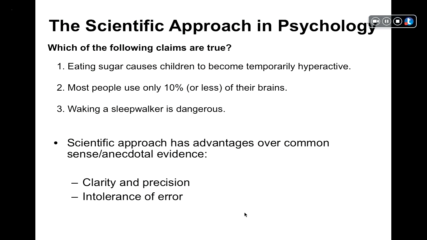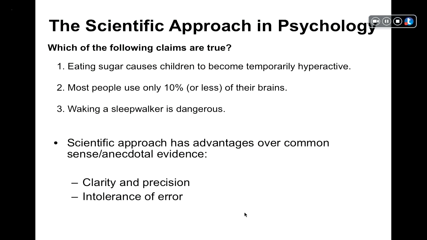Sometimes there are things we want to know, and when we find out, we want the knowledge being created to be pretty reliable and solid. So the scientific approach has the advantage of being more clear and more precise than anecdotal evidence, and also there's an intolerance of error. So let's start with the first one, clarity and precision. Let's look at number 1, eating sugar causes children to become temporarily hyperactive.